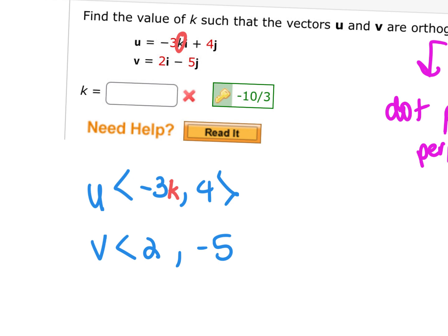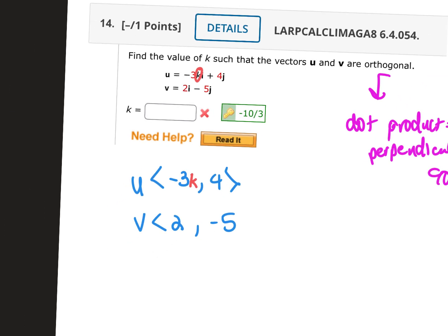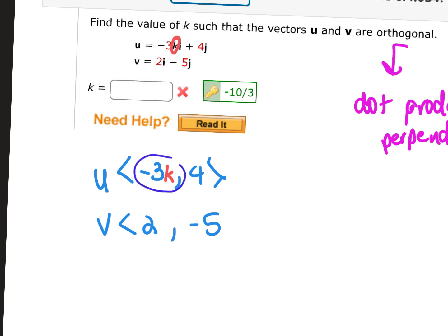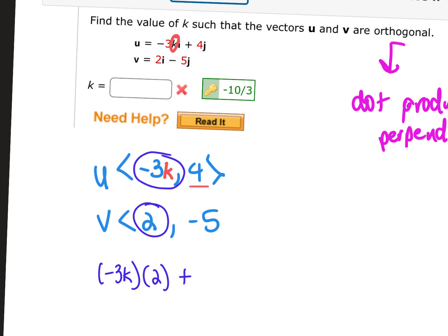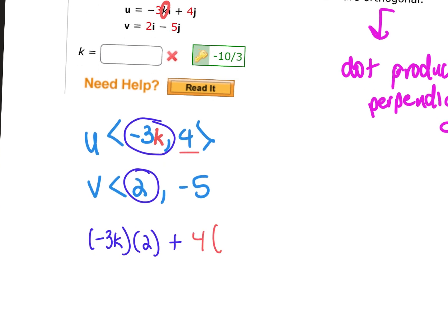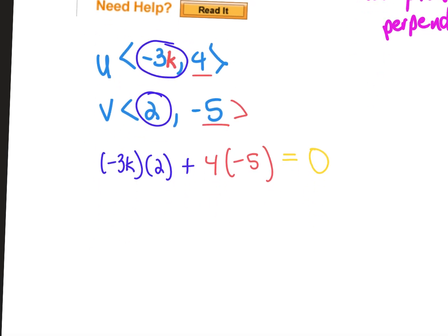Remind me again, we just said it a second ago, but I'm going to keep saying it so we get it in our mind. What makes two vectors orthogonal if their dot product is what? 0. So let's find the dot product here, guys. First times first, -3k times 2, plus second times second. If they're orthogonal, what would that equal? 0. Do you now know how to solve this equation?